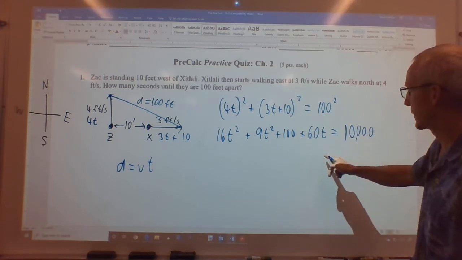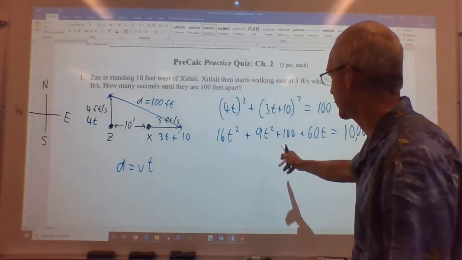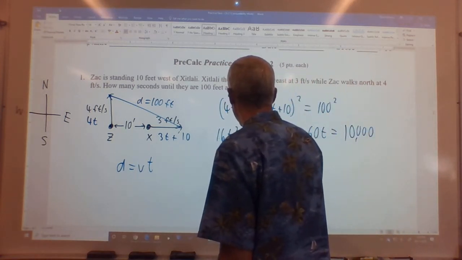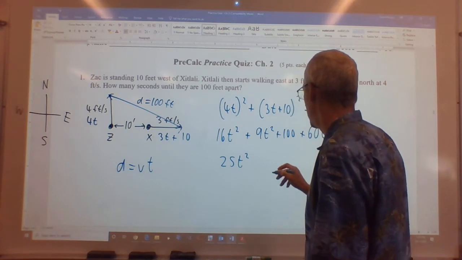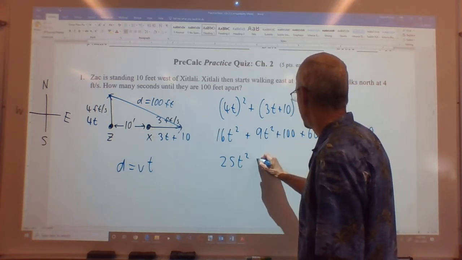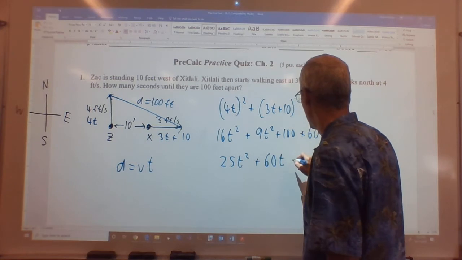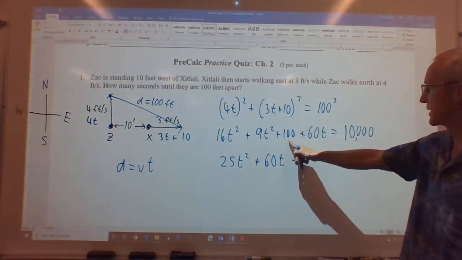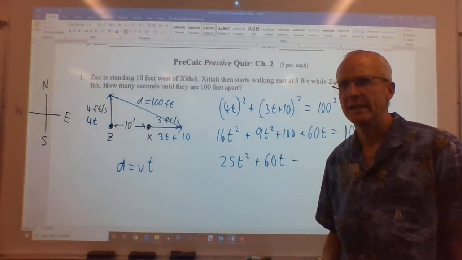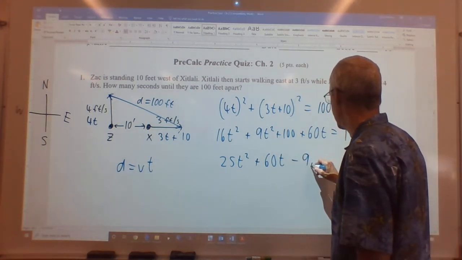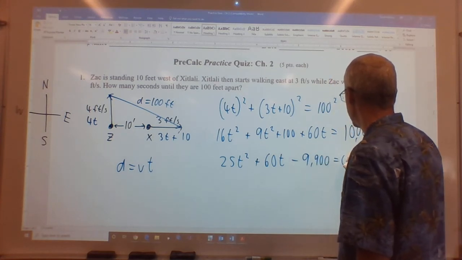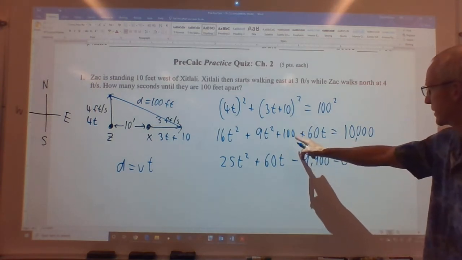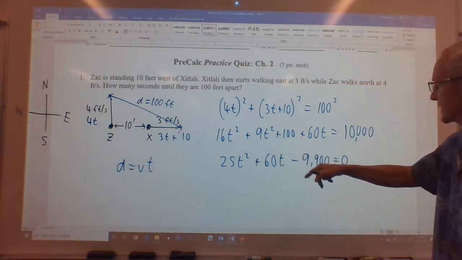We're going to get a quadratic formula here, so let's put everything on this side. 16t squareds and 9t squareds is 25t squareds, plus 60t, minus 10,000 plus 100. That's 9,900. So 25t squared plus 60t minus 9,900 equals 0. 100 minus 10,000, because we put the 10,000 over here, that's negative 9,900, yep, I think that's right.